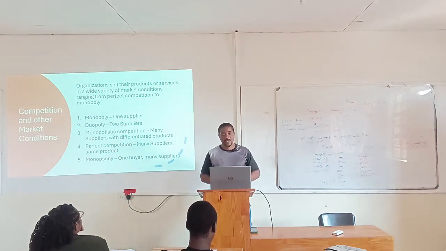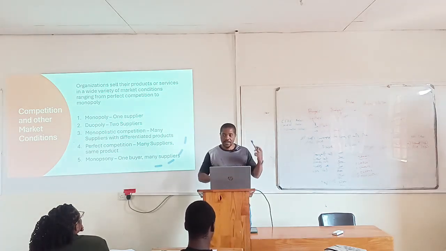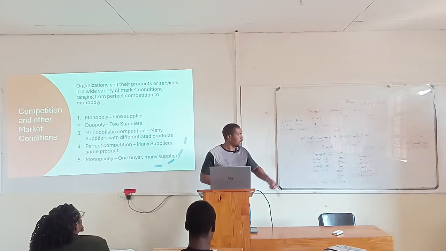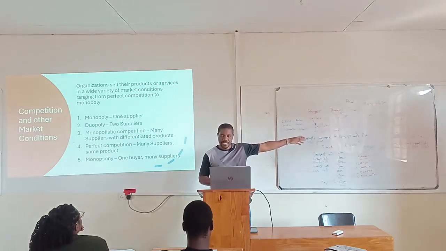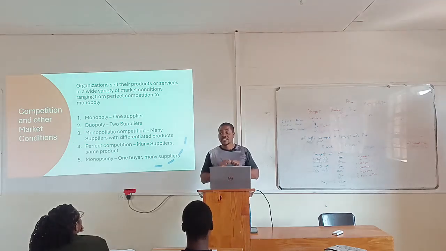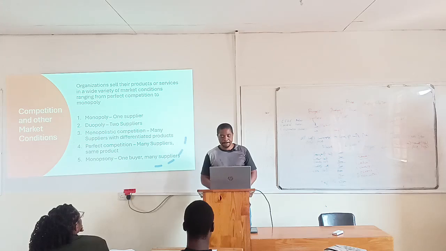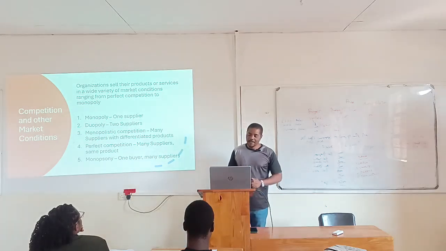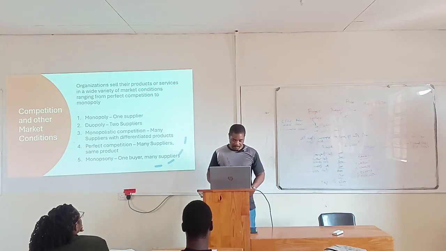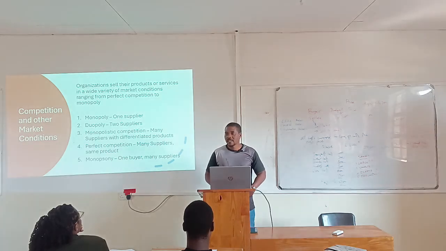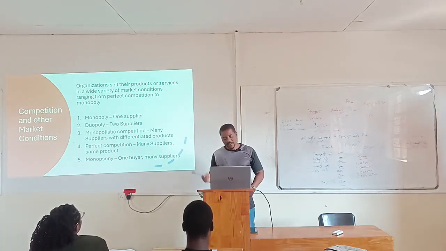If we have Sebastian, we have Margaret, we have others, six, seven, eight of them selling the same product, the prices will drastically go down. And the last one is monopsony. One buyer and many suppliers. Any idea? One buyer but many suppliers. It's the other way around of monopoly, right?